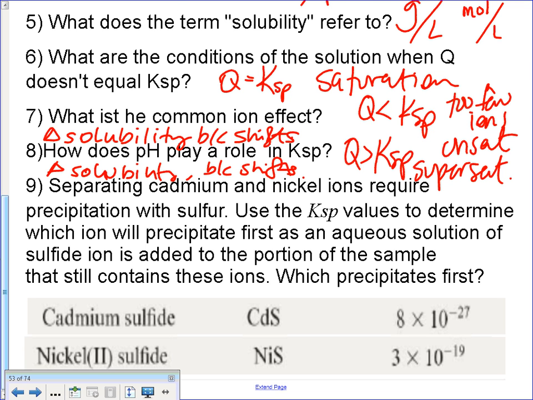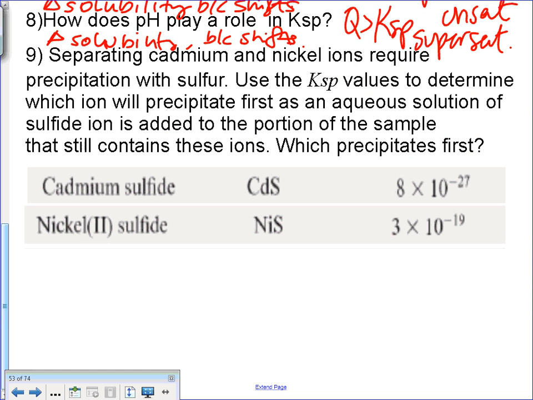Number 9, this looks kind of complicated, but I want you to give me your most honors chem answer possible, not AP right now. If you're trying to figure out which ion will precipitate first as cadmium and nickel ions are added to a solution with sulfide in it, which is going to precipitate first? What's your gut instinct here? Cadmium. Why cadmium?